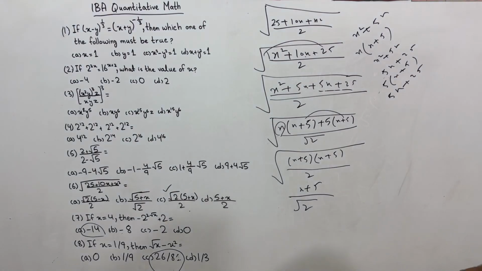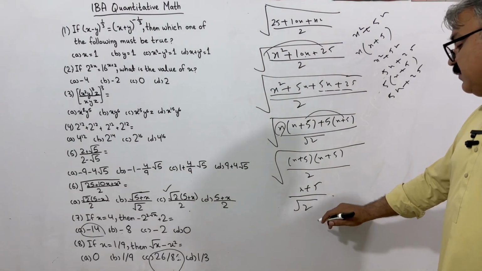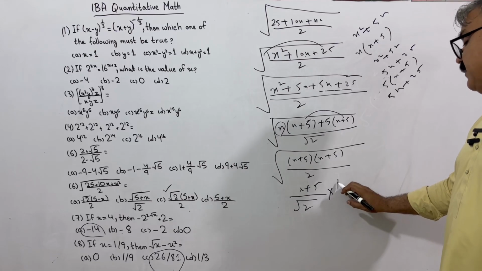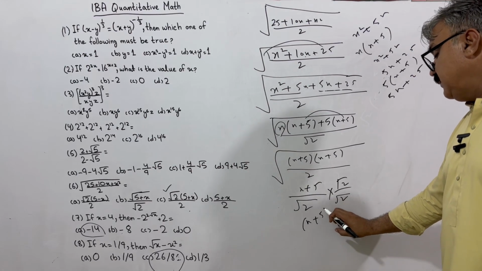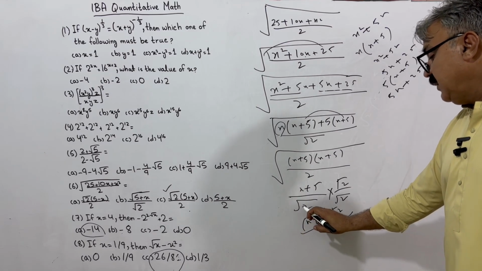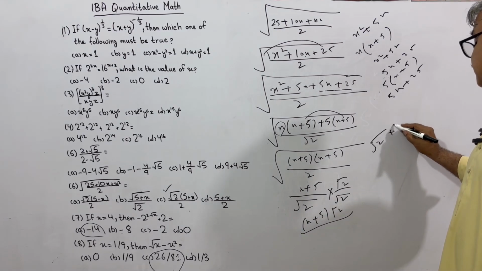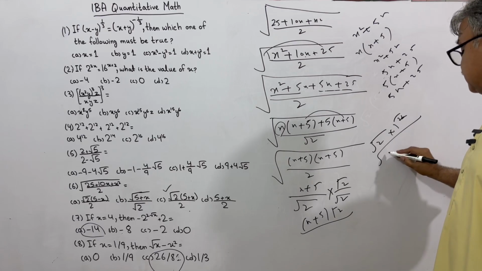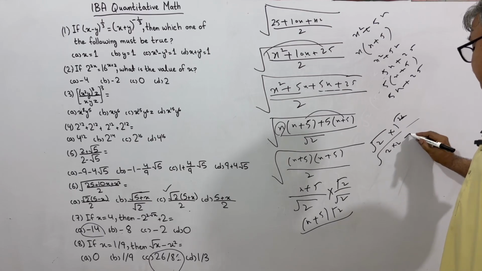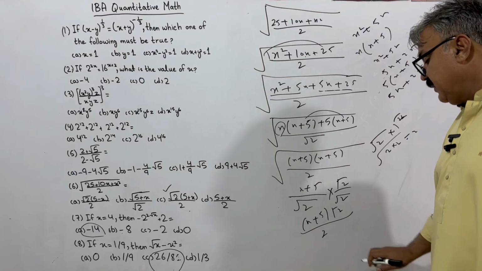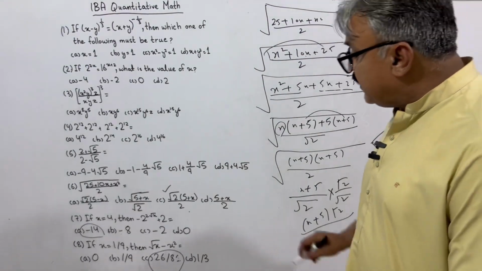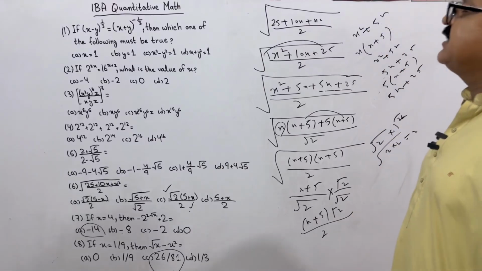In order to get rid of the irrational number from the denominator, divide and multiply by root 2. I have x plus 5 times root 2 overall under root 2 times under root 2. They can be written as 2 into 2 means 2 to the 4, square root of 4 is 2. So our right option in that case, as we have already taken, is C.